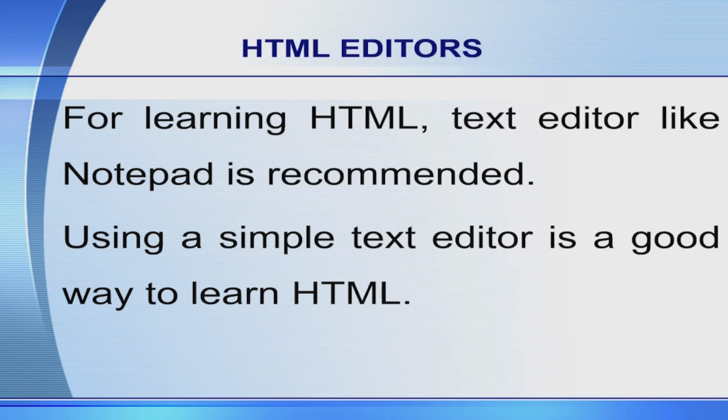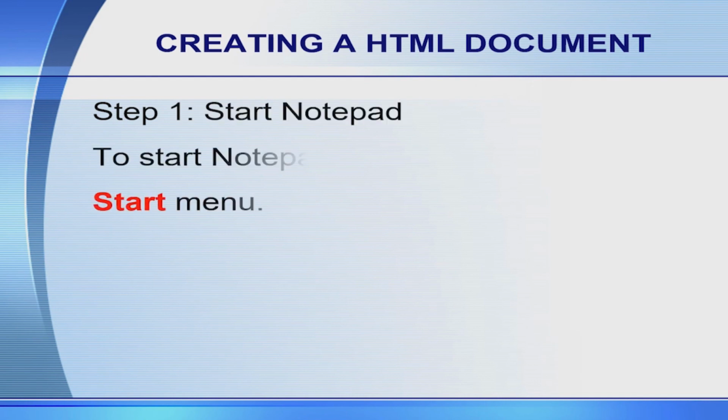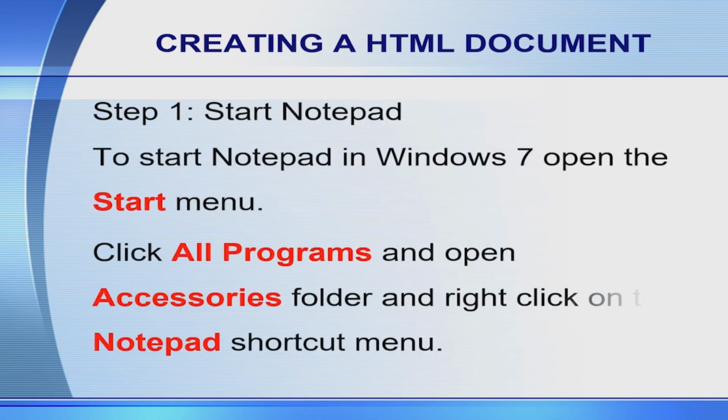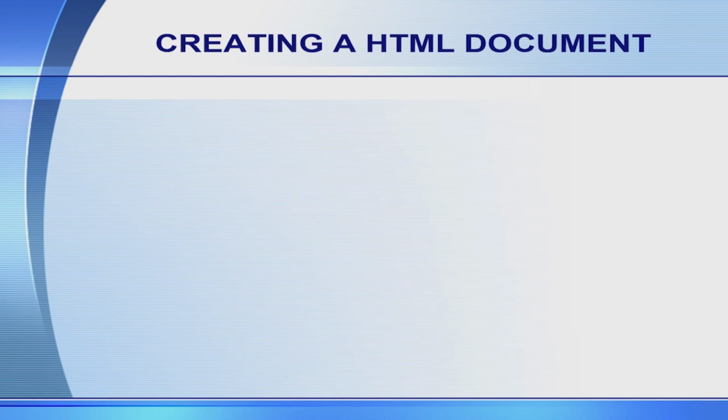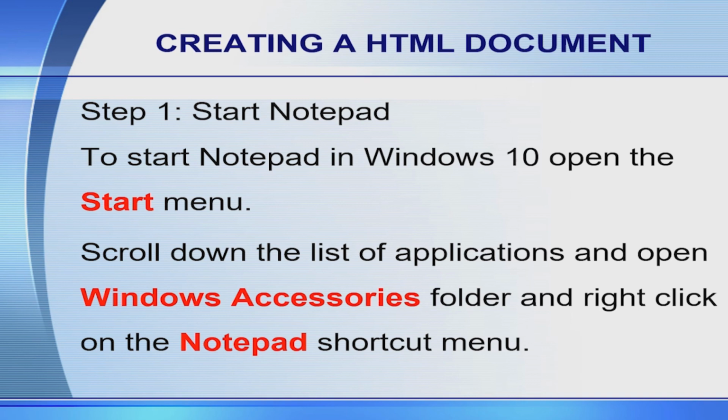For learning HTML, a text editor like Notepad is recommended. Using a simple text editor is a good way to learn HTML. To start Notepad, in Windows 7, open the Start menu, click All Programs, open the Accessories folder and right-click on the Notepad shortcut. To start Notepad in Windows 10, click the Start menu, scroll down to the list of applications, open the Windows Accessories folder, and right-click on the Notepad shortcut.